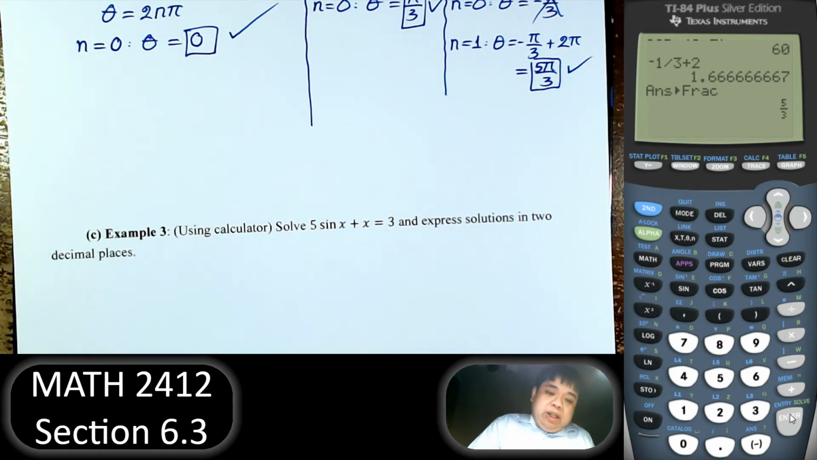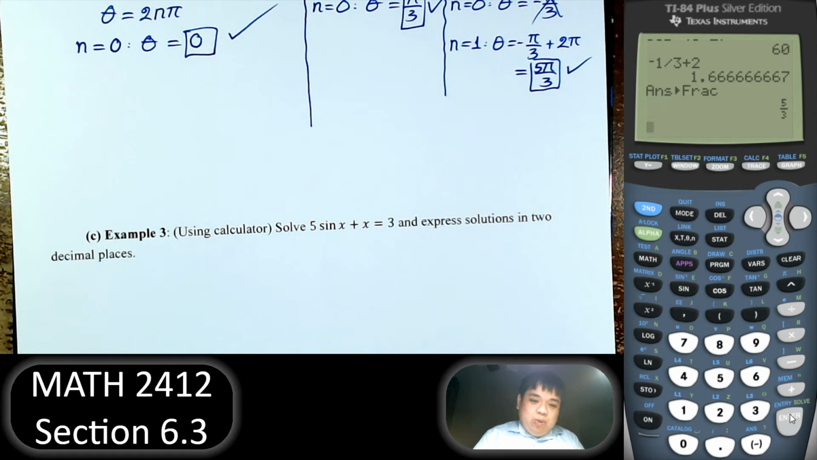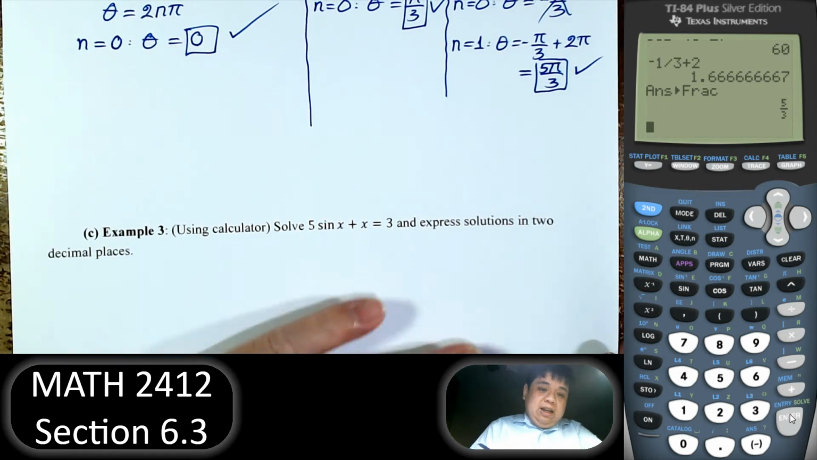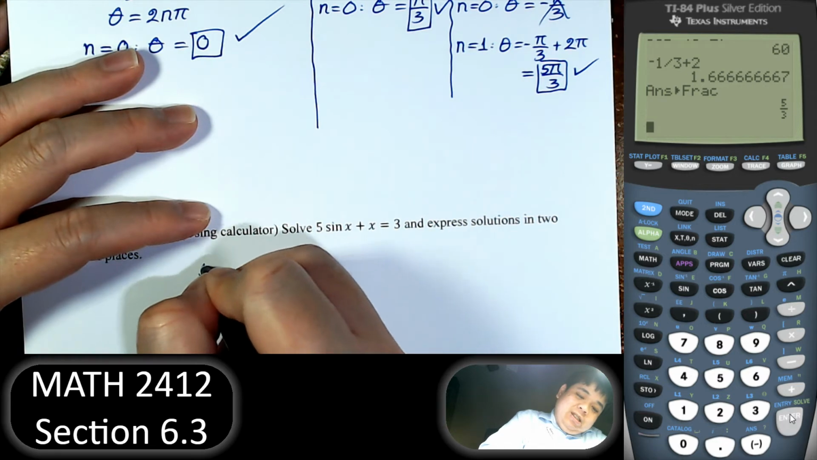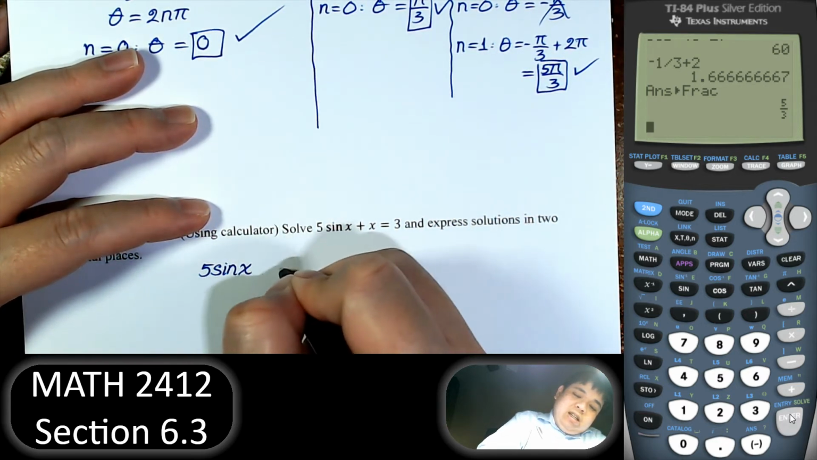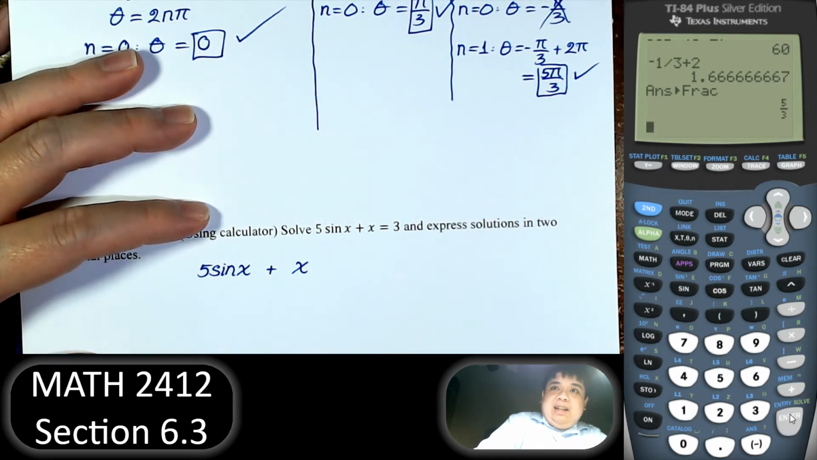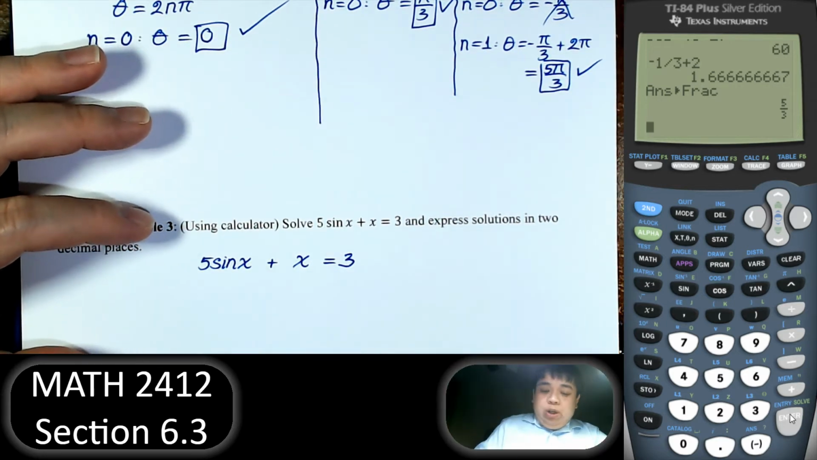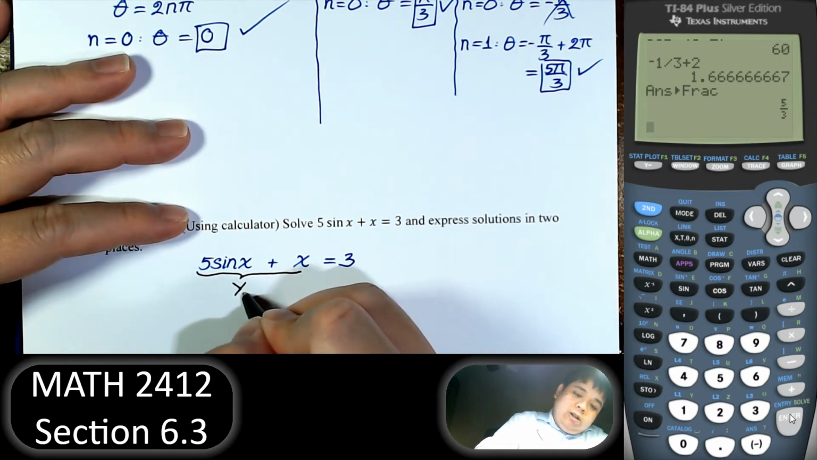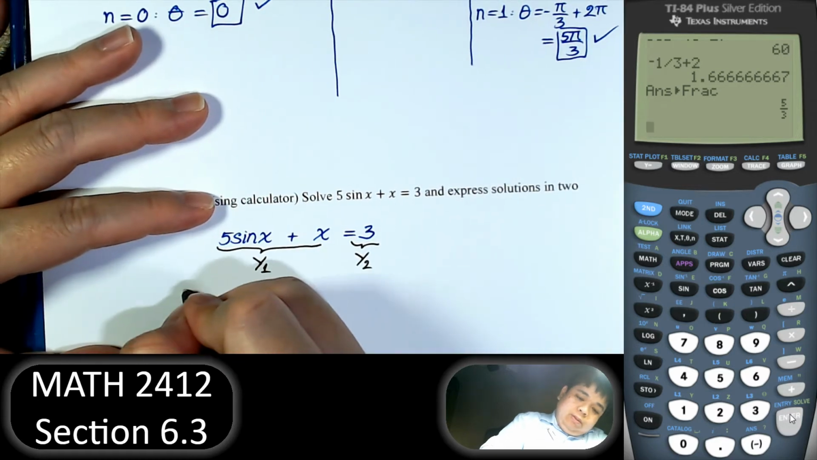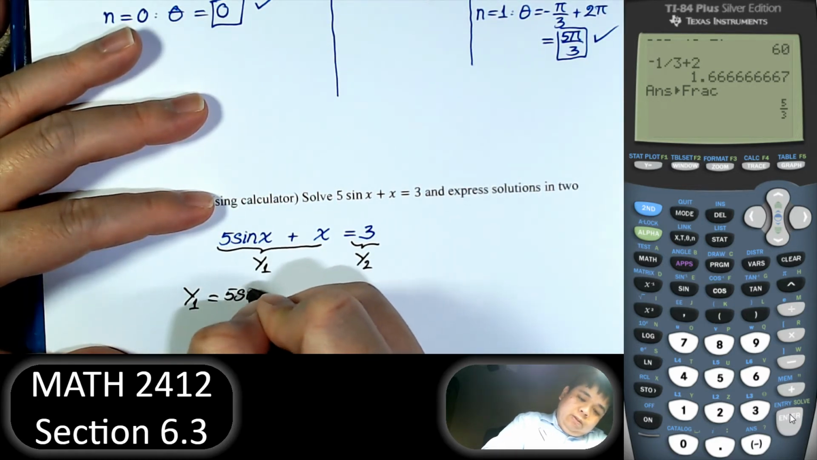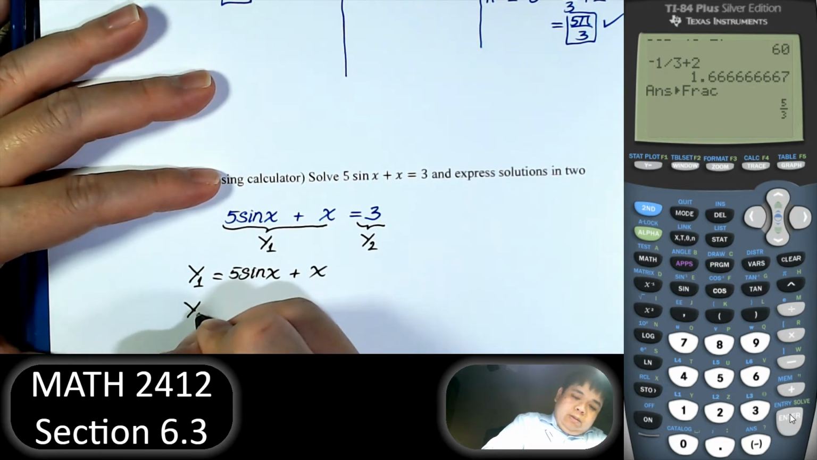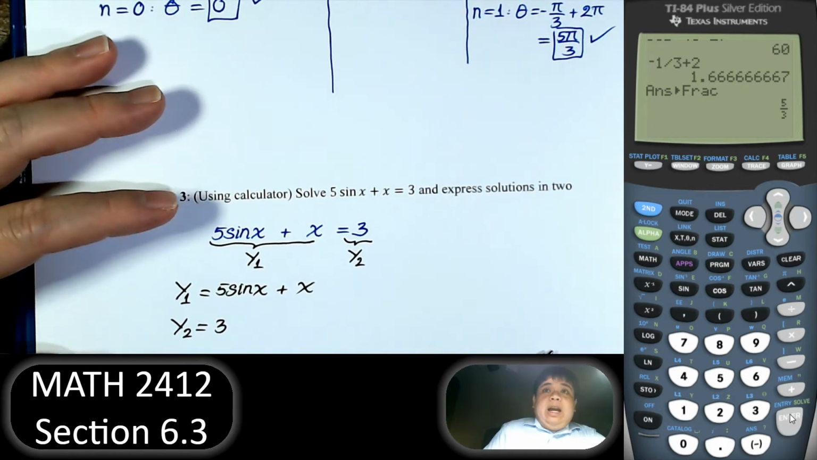Now, next one, using a calculator to express the solution in 2 decimal places. Well, on this one, we can only use the calculator because we cannot solve this by hand. And by we, I mean nobody can solve this by hand. This type of equation, where we have a sine x and an x, a trig function and a polynomial combined, usually there will be no way to do this by hand. Right, so we use a calculator. I will store this into y1 and then this into y2 in the calculator, and we just find the intersection.